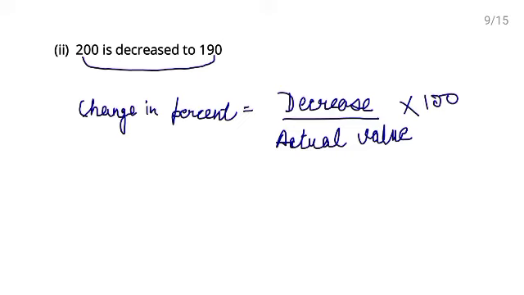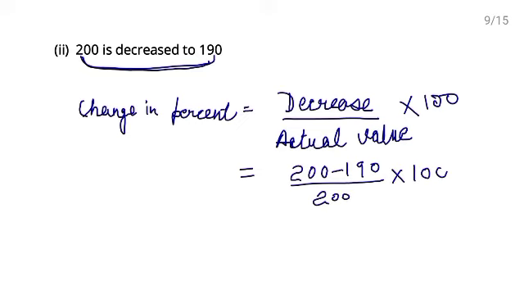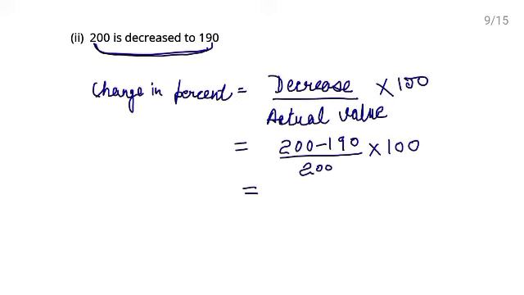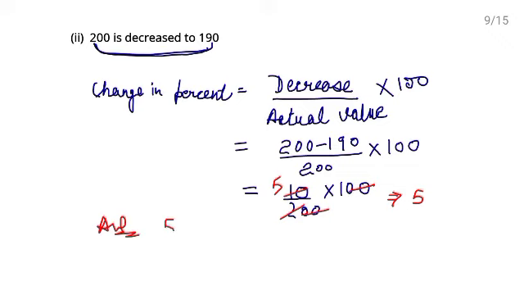multiply by 100. So what is decrease here, 200 से 190 हो गया, so difference is 200 minus 190. Actual value is 200 multiply 100. This is 200 minus 190 is 10 upon 200 multiply by 100. 0 to 0 cancel out, 2 5s are 10. So this is 5. So the answer is, change in percent is 5%.